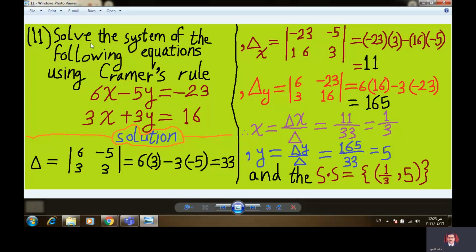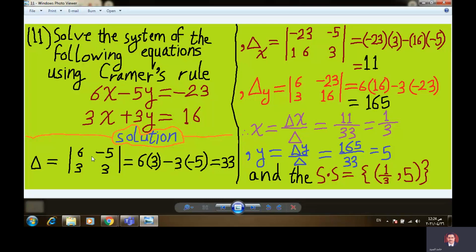Number 11, solve the system of the following equations using Cramer's rule. 6x minus 5y equals negative 23. 3x plus 3y equals 16. Solution: delta equals this determinant of coefficients, 6 and 3 in the first column, negative 5 and 3 in the second column.